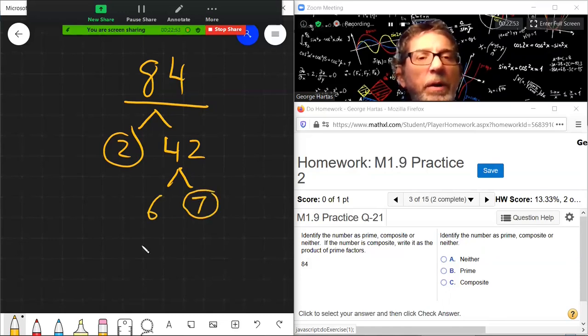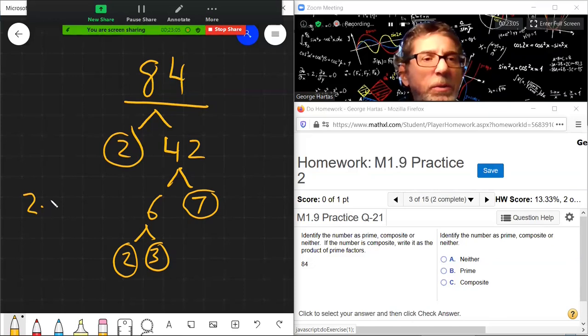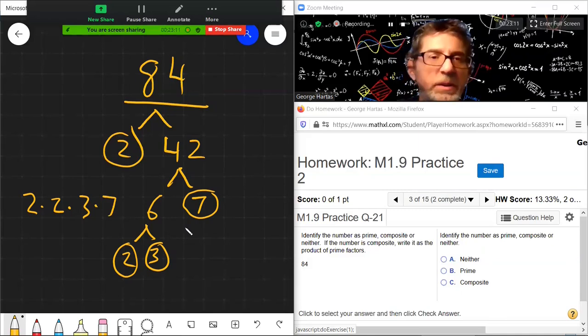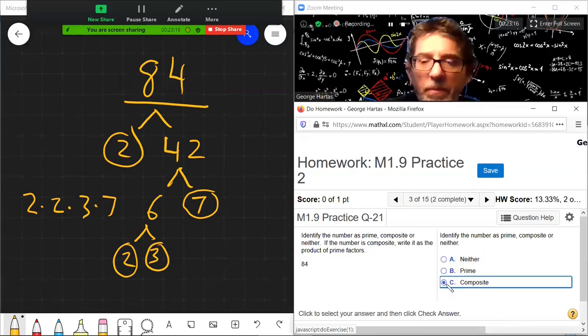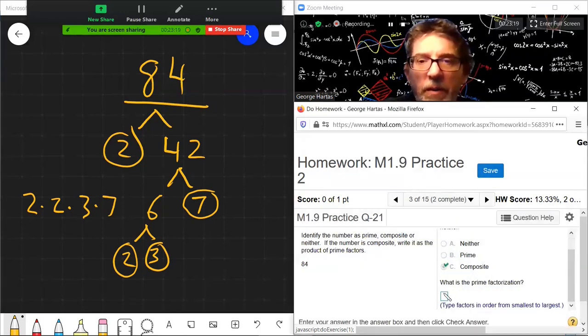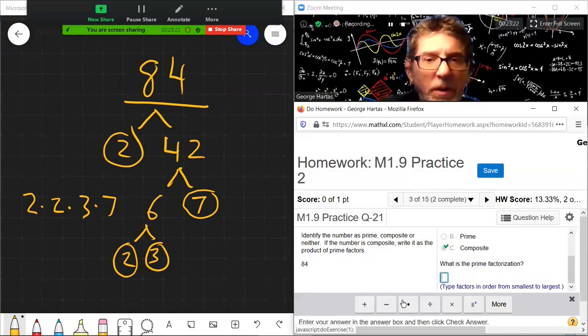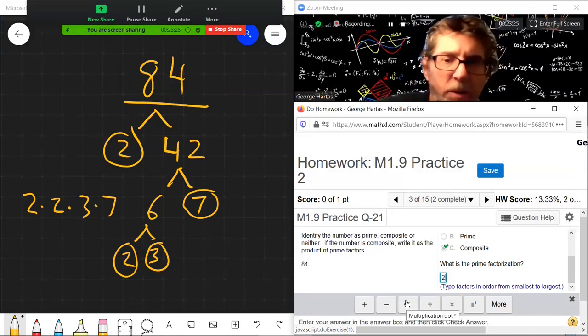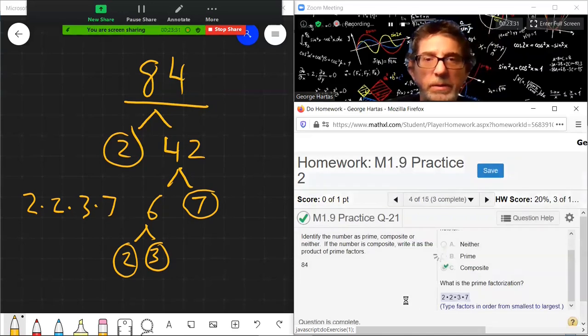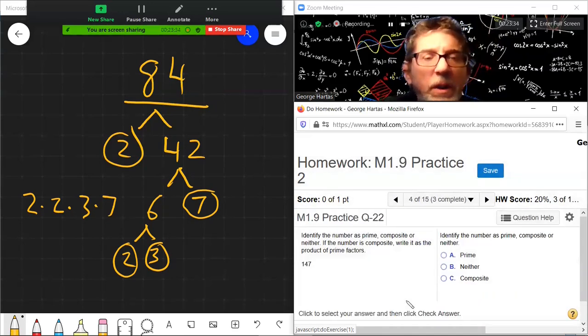7 is a prime number. Here we got 2 times 3. Done. So 2 dot 2 dot 3 dot 7. There's our answer. It's definitely composite. And the factorization is 2 dot 2 dot 3 dot 7. And we got another one.